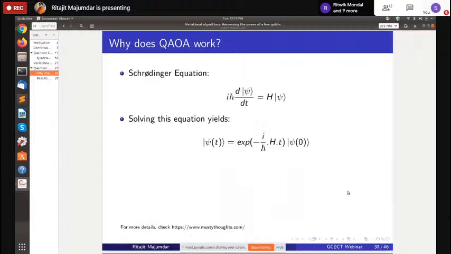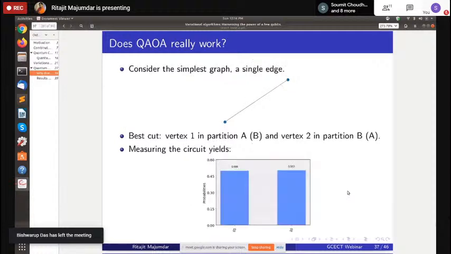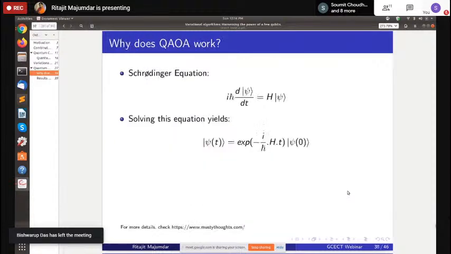Now the question is, why does QAOA work? We have seen that QAOA works. Even if it seems like magic somewhat, it works. But why does it work? So this is a bit of physics here. It will be only for this slide. This is the Schrodinger equation, and if you solve this, you have psi t as something like this.